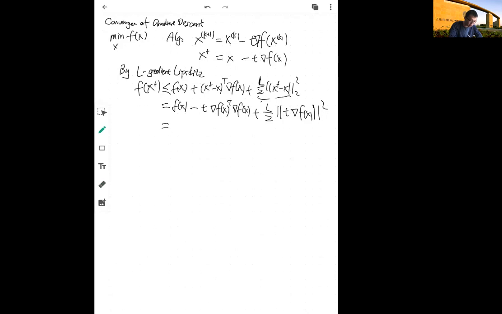the gradient. So we have f of x minus t gradient of f at x squared plus half t squared L, t gradient of f at x squared. Okay, let's combine the last two terms. We get f of x minus (2t minus t squared L).